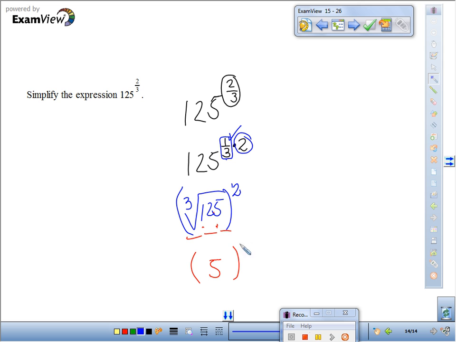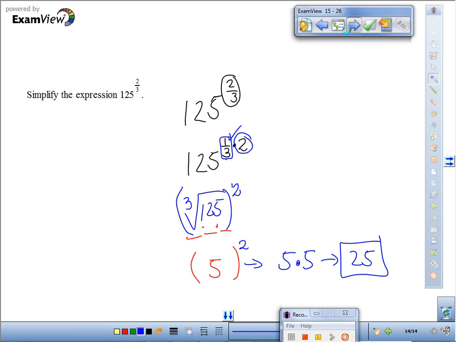What is my exponent outside? It's a 2. So this says, everybody look up please, 5 times 5. It doesn't mean 5 times 2. Some of you make that mistake. So what is 5 times 5? 25. And we're done. 16.